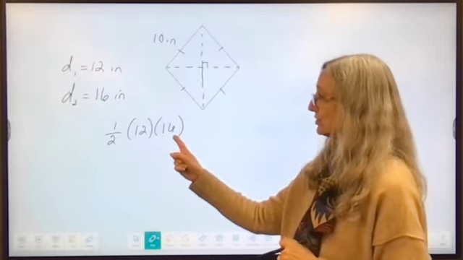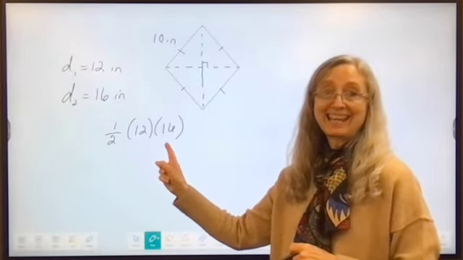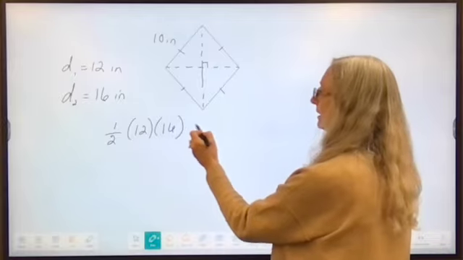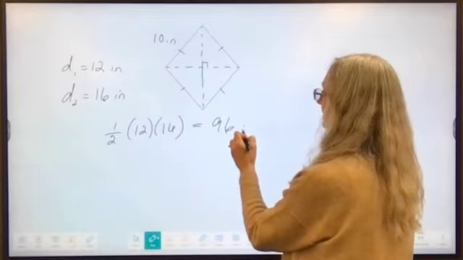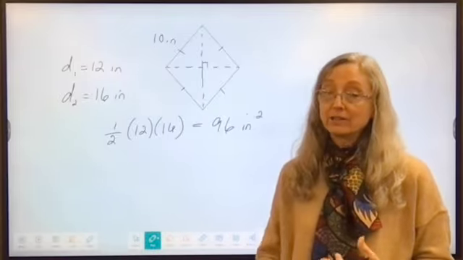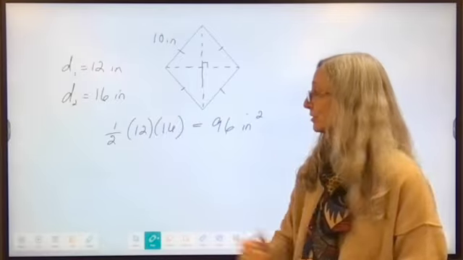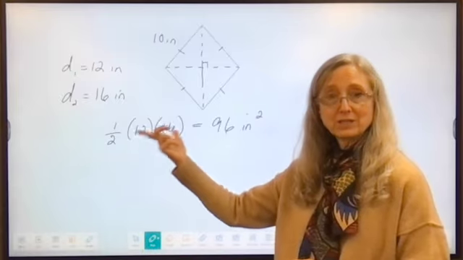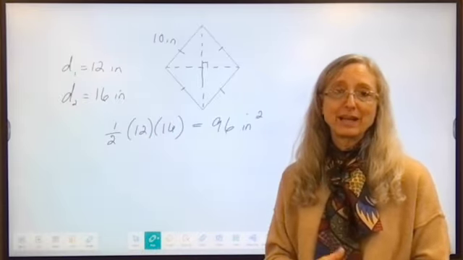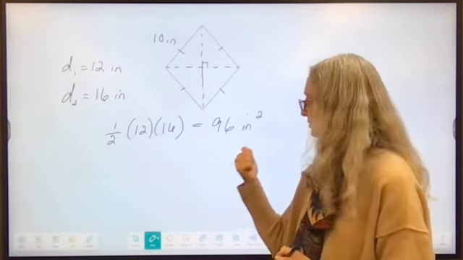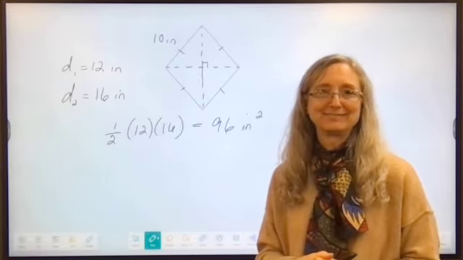For example, if I did 1/2 of 16, that's 8. And 8 times 12 I can do in my head. I know that. That is 96. And the units are square inches. You can do it any way that you want. You could go 6 times 16, or multiply 12 times 16, divide your answer in half, or divide your answer by 2. Either way, the answer should be 96.